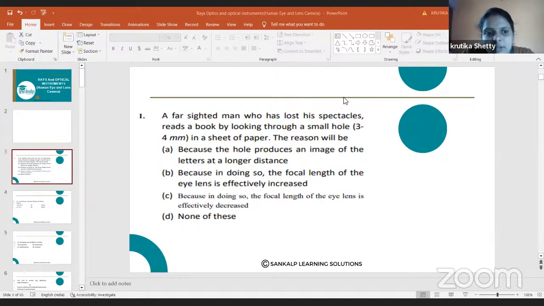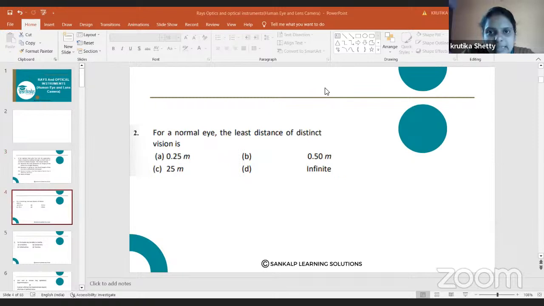Okay. So the next question. For a normal eye, the least distance of distinct vision is. See, when you are reading something, your parents will say don't hold the book too close or too far. We need to maintain some distance here. So what is the minimum distance? Least distance means minimum distance. So options are 0.25 meter, 0.50 meter, 25 meter or infinity.